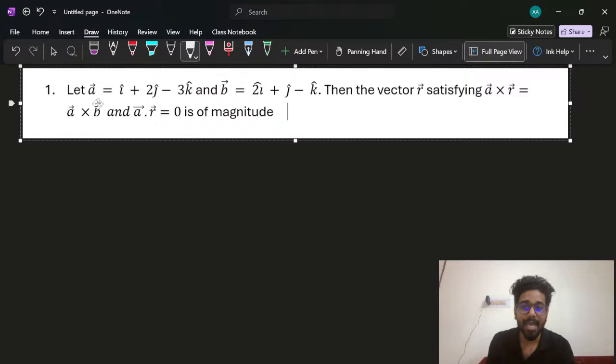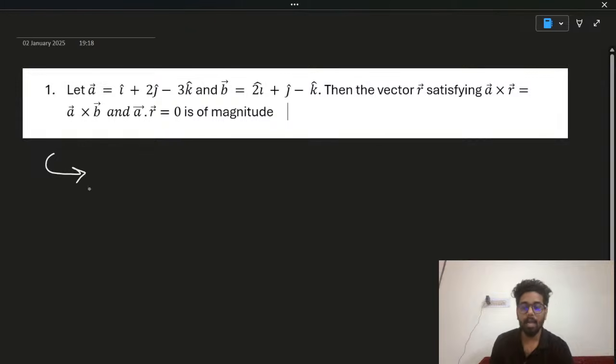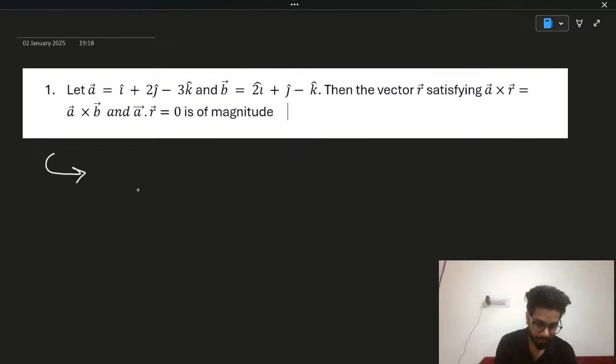So the question is A cross... I hope my screen is visible. Let me check. Let me verify whether I'm audible or not. Let me close this. Just give me 1 minute now, then we will start. Session starts at 7:20. Oh, okay, yeah. Yeah, I'm properly audible. Chalo guys.